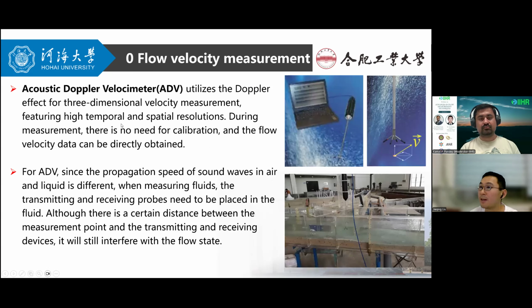Second is ADV. ADV utilizes the Doppler effect for three-dimensional velocity measurement, featuring high temporal and spatial resolutions. During measurement, there is no need for calibration, and flow velocity data can be directly obtained. For ADV, since the propagation speed of sound wave in air and liquid is different, when measuring the fluids, the transmitting and the receiving probe need to be placed in the fluid. Although there is a certain distance between the measurement point and the transmitting and receiving device, it will still interfere with the flow state.